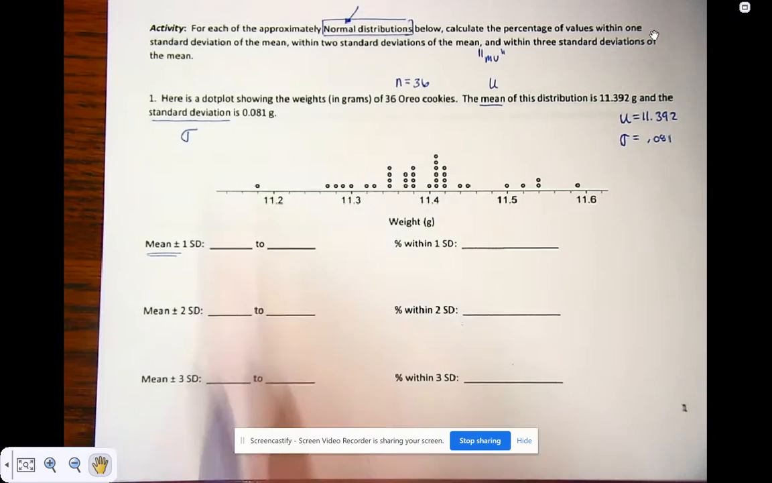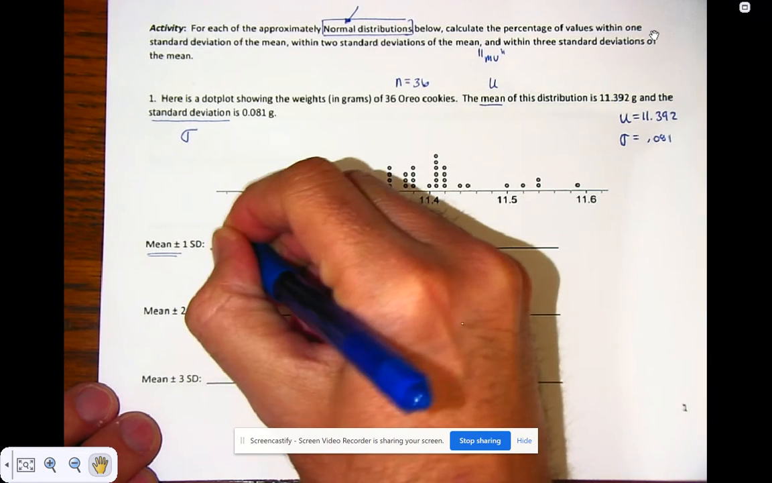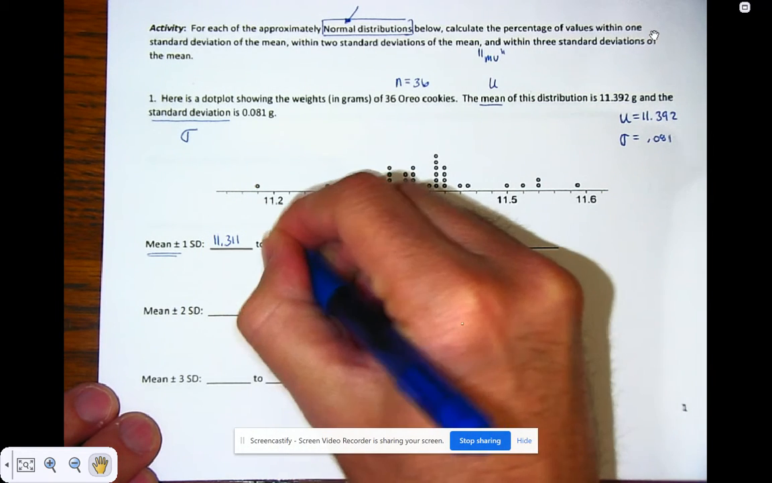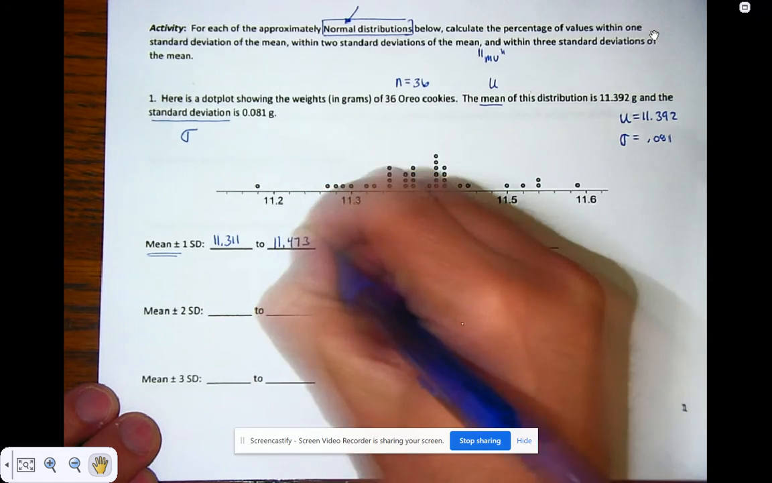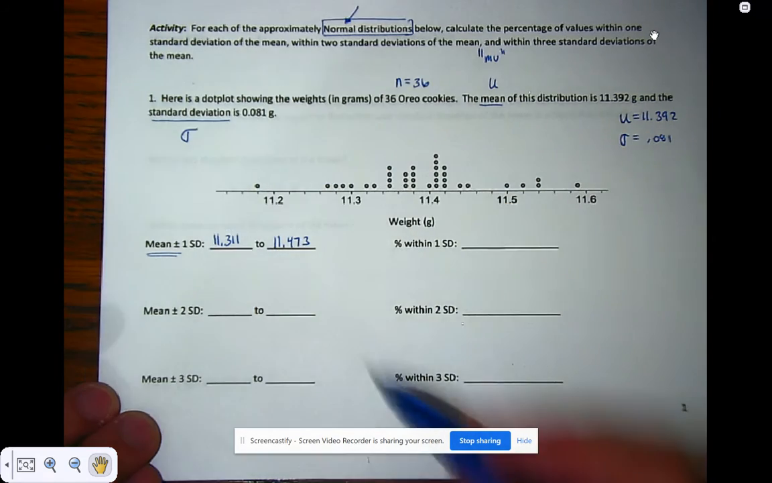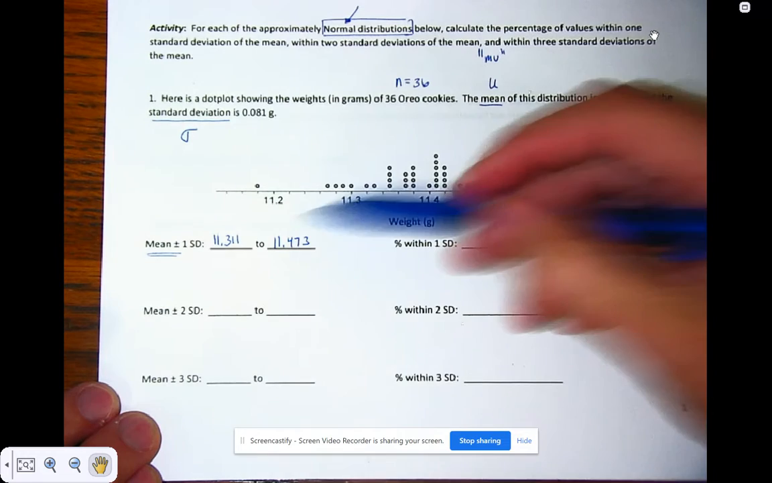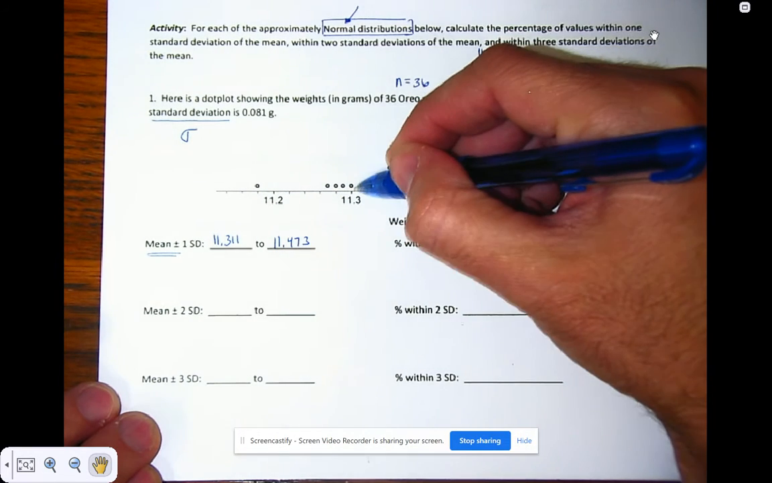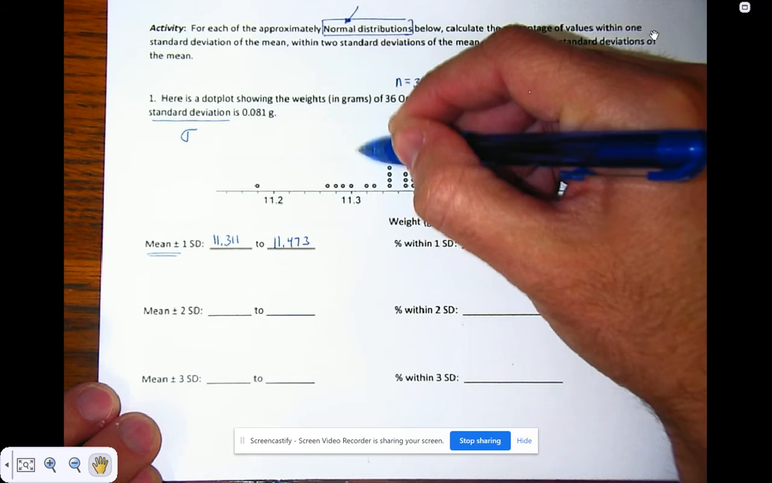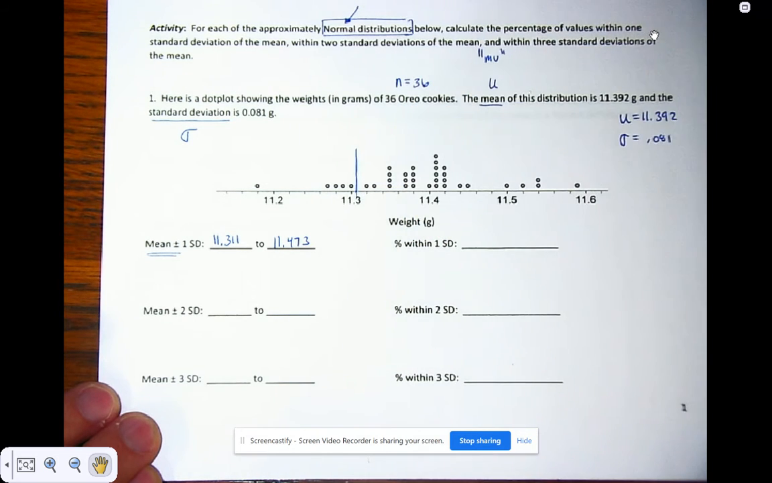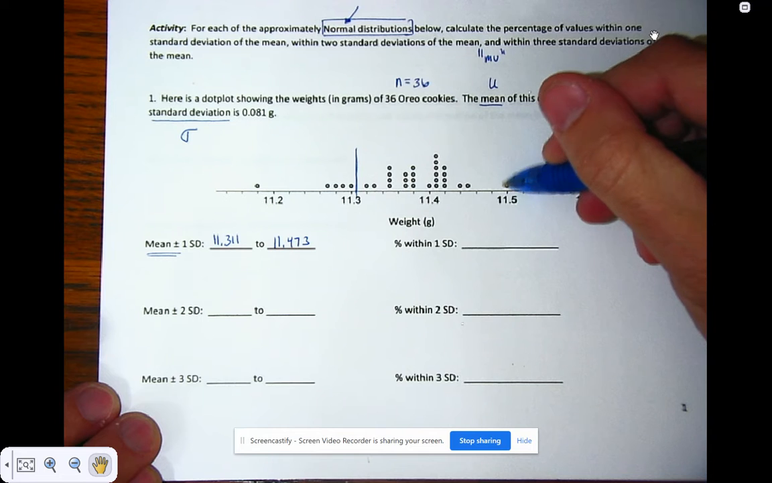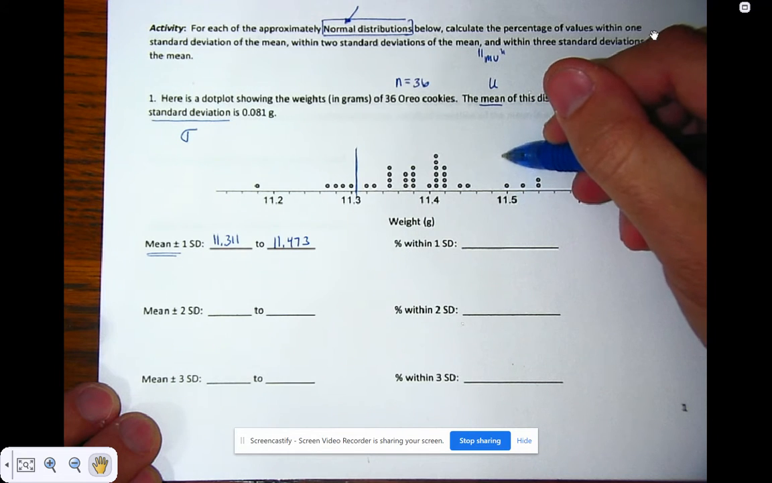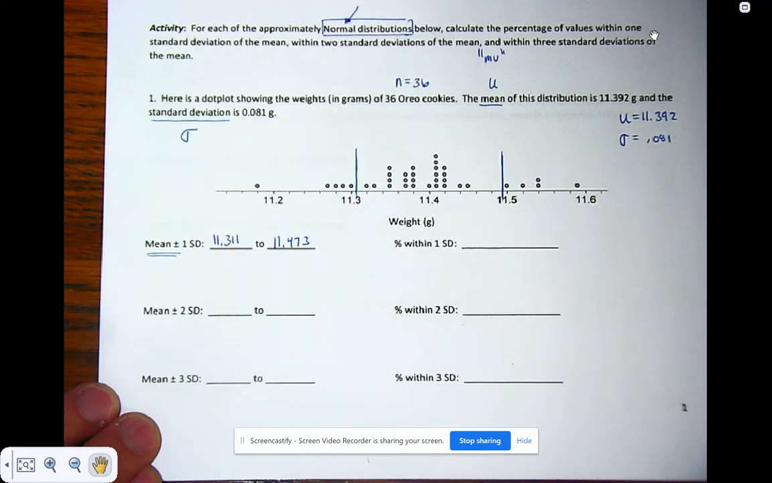So I'll write those in here, 11.311 up to 11.473. Let's go up here and draw where we ended up. 11.3 is right here. 11.311 would be right about there. And if I go up to 11.473, it wouldn't quite be at 11.5, so we wouldn't quite capture that dot.